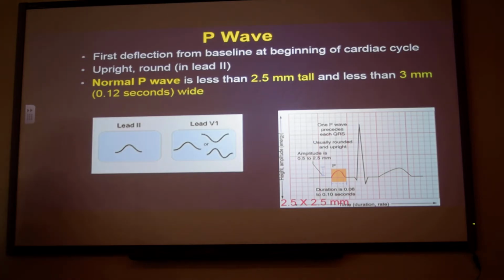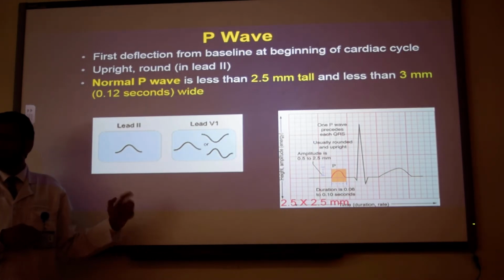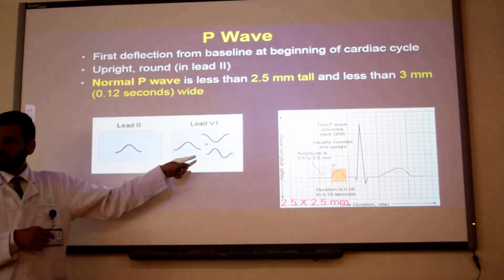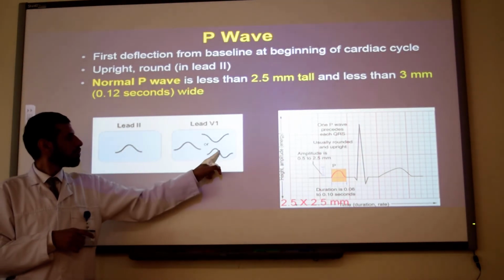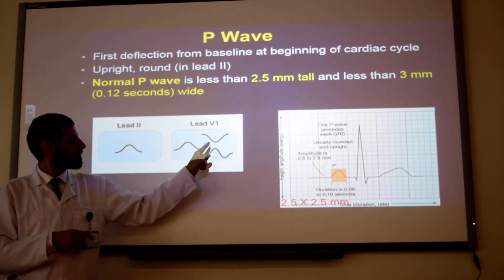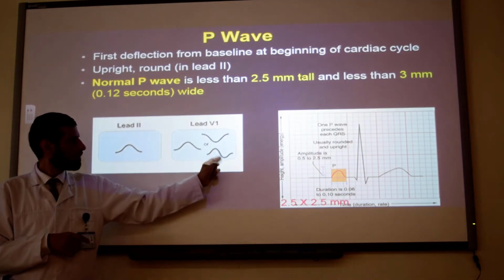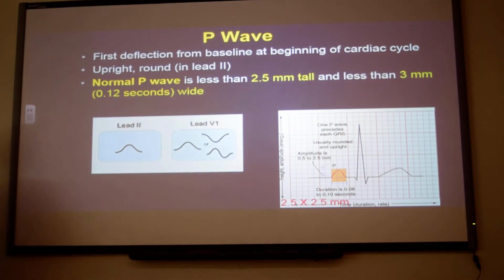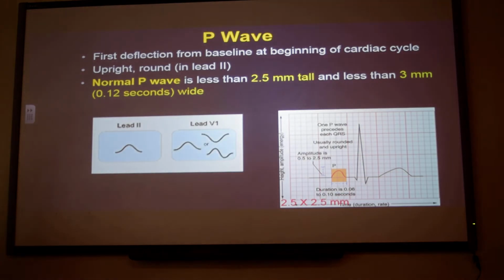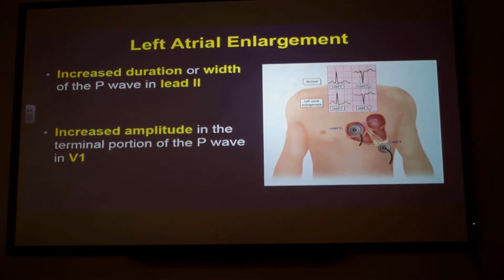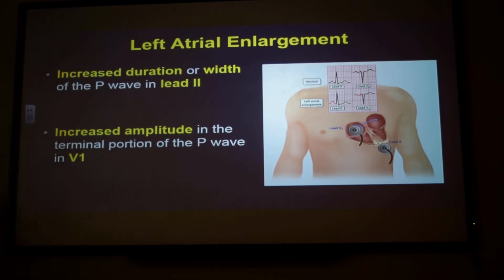In V1, we have 3 possibilities and all are normal. One is just a small positive, one could be a small negative, or it could be positive and negative. The positive part is right atrial activation, the negative part is left atrial activation. But it is small, and we'll come to what we mean by small. So this is how the P wave normally looks in lead 2, and how it normally looks in V1. I'll come to that again, so we can read question 1. If there is increased duration, we should think about left atrial enlargement. I'll show you why it happens.